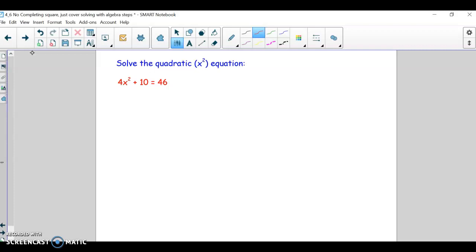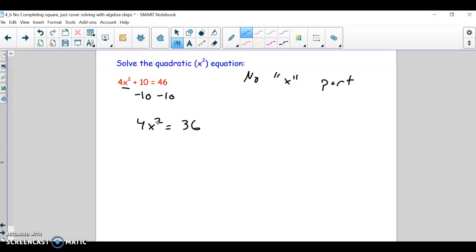All right, so my hope is that you realize that there's no x part. That means there's no x, there's just x squared, so we can do algebra steps. I like this because you're super familiar with it. Cancel out the plus 10 with minus 10.